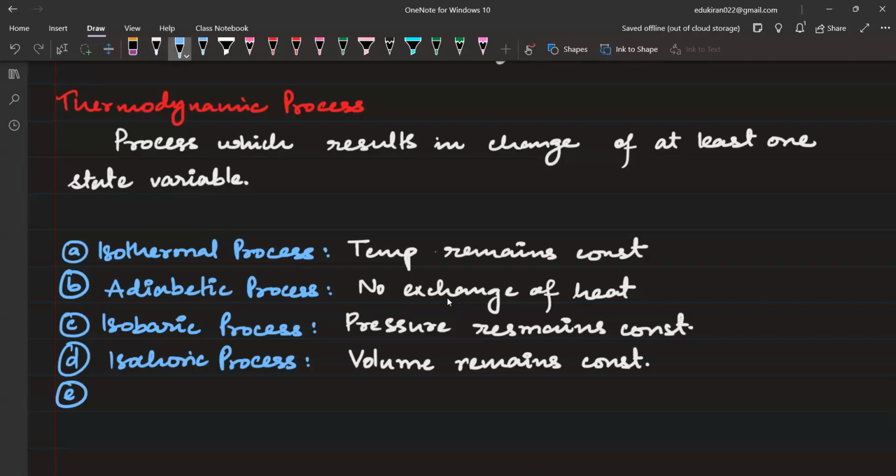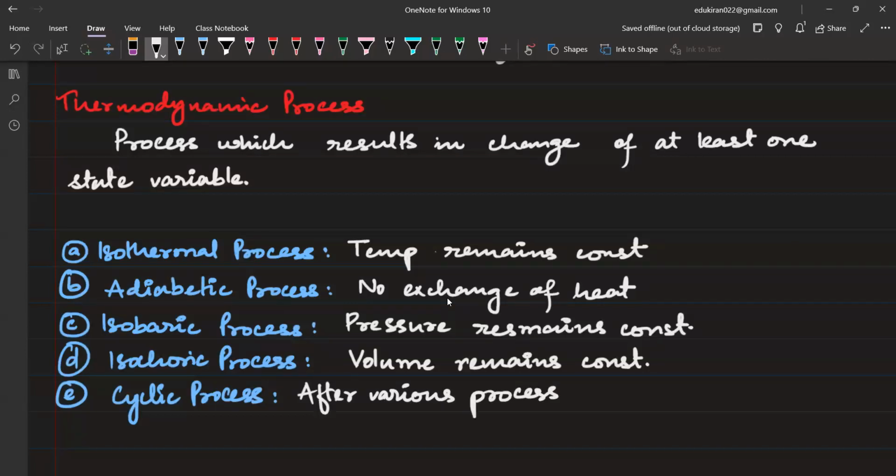And E is cyclic process. In cyclic process, what will happen? After different types of processes, one process, two process, three process, in the end it will return to the initial state. So in cyclic process, after various processes, the system returns to the initial state.